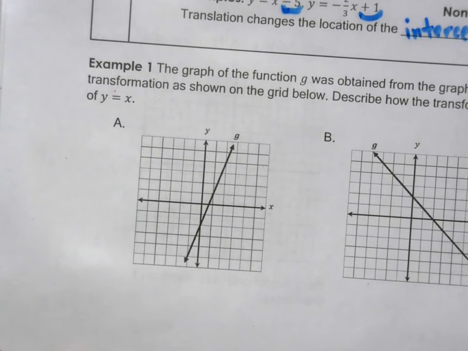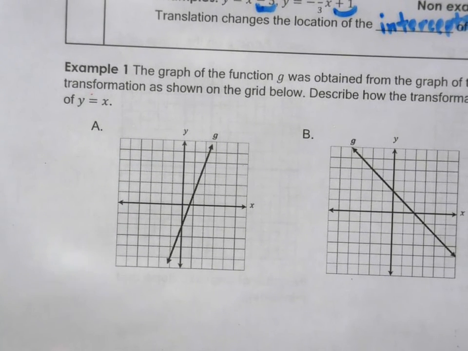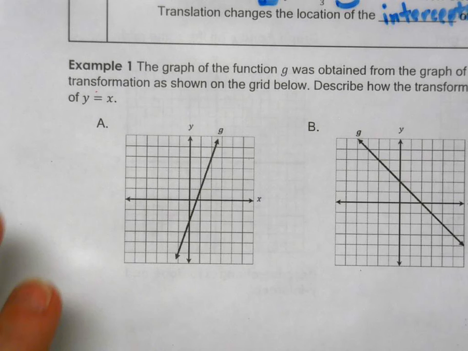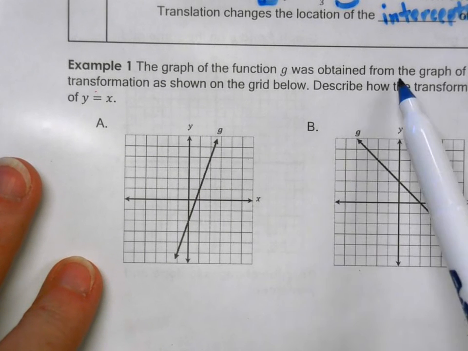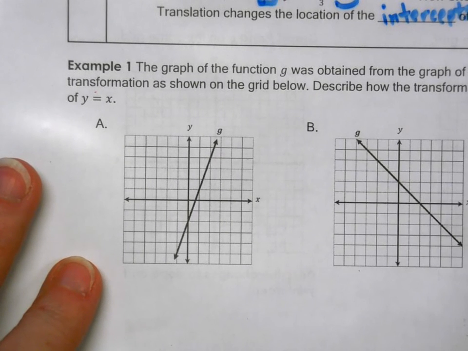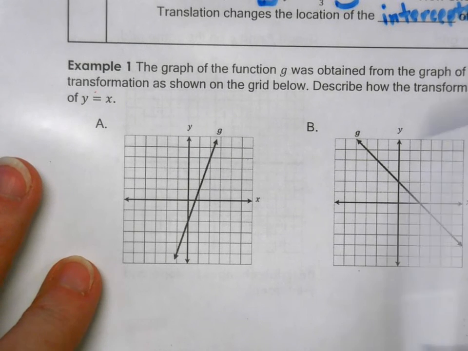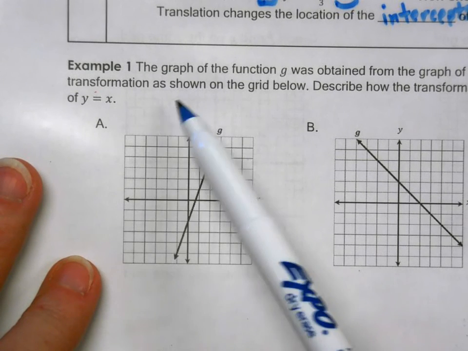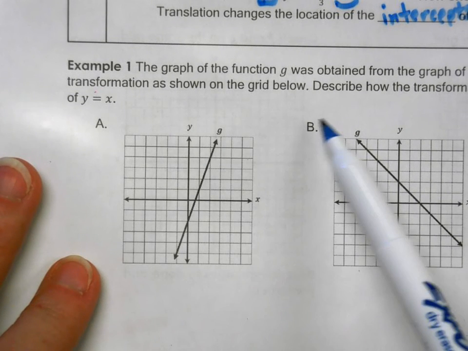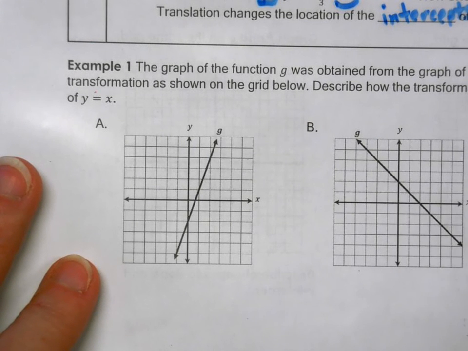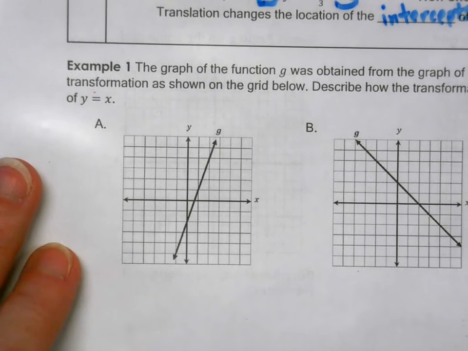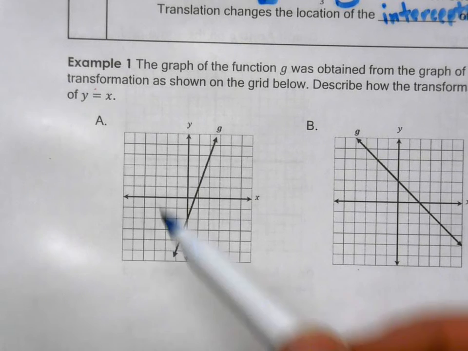So down here at the bottom, the instructions say the graph of the function g was obtained from the graph of the function y equals x using a composite transformation as shown on the grid below. Describe how the transformation affects the slope and y-intercept of y equals x.